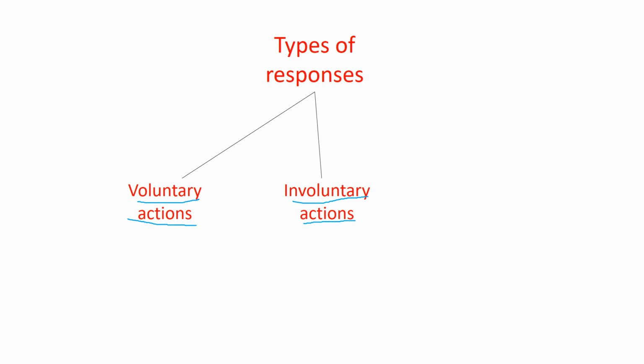Involuntary actions are like heartbeat, respiration and digestion. These we cannot control on our own. A voluntary action example is picking up a pen or writing, etc. And the last type of response is reflex action. What is a reflex action? A reflex action is a quick, sudden and immediate response of our body to a stimulus.